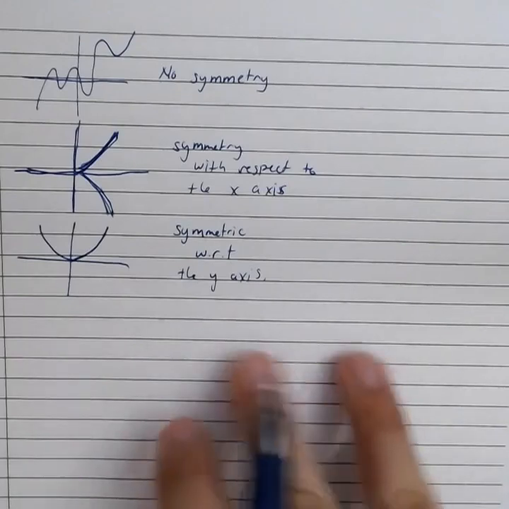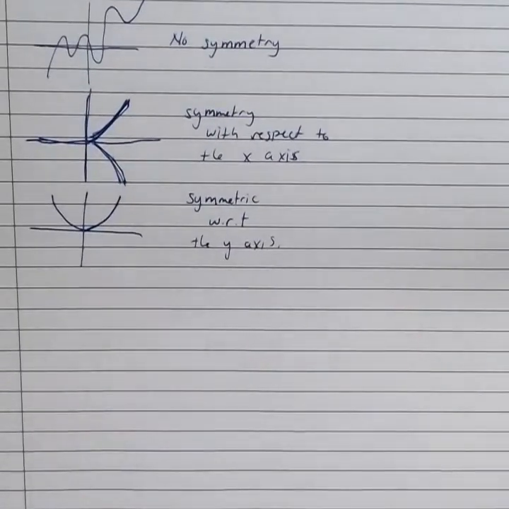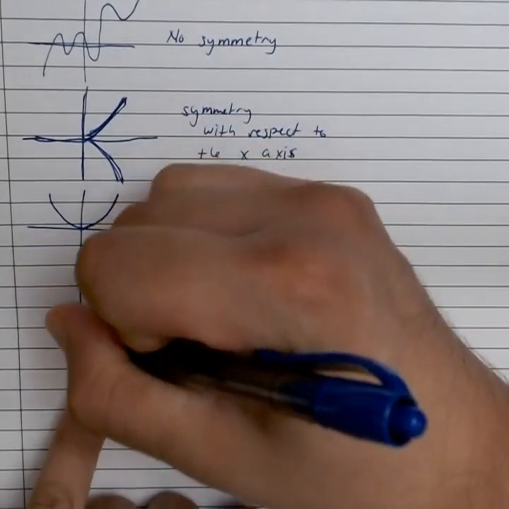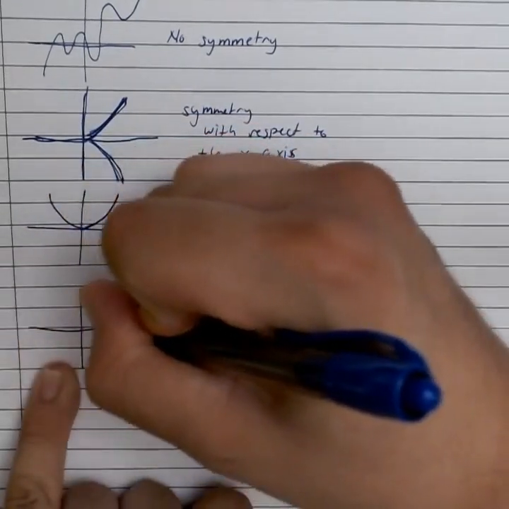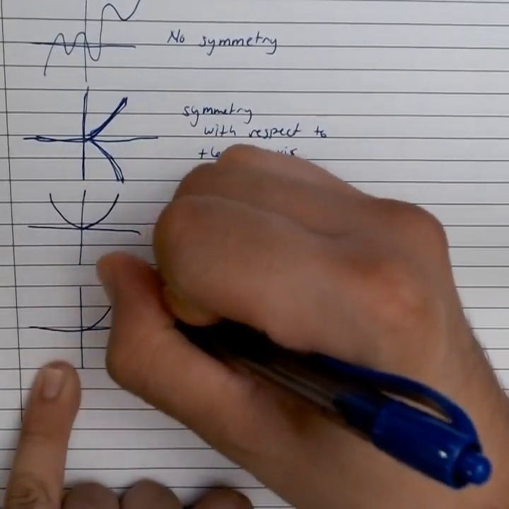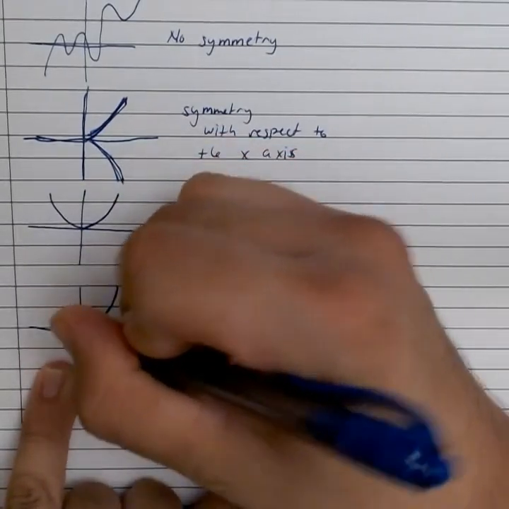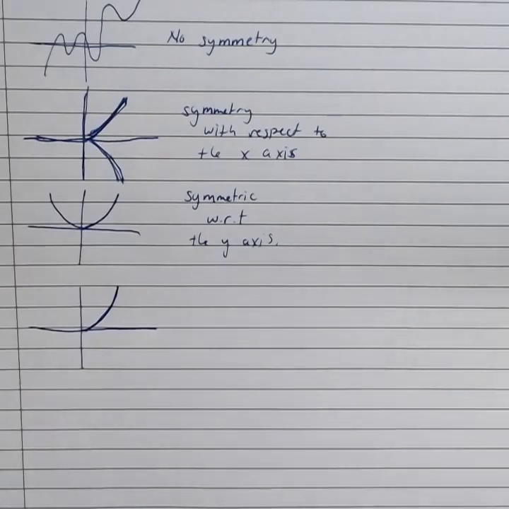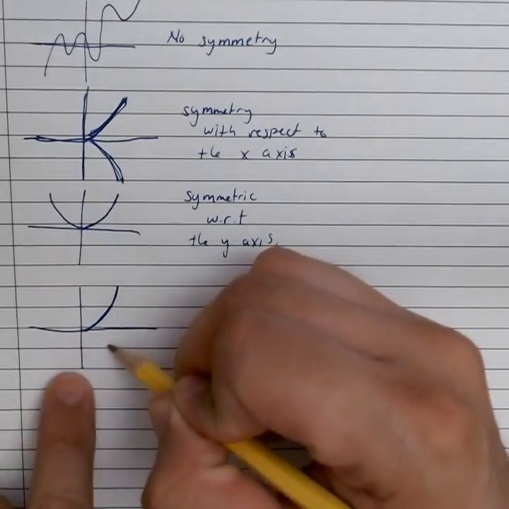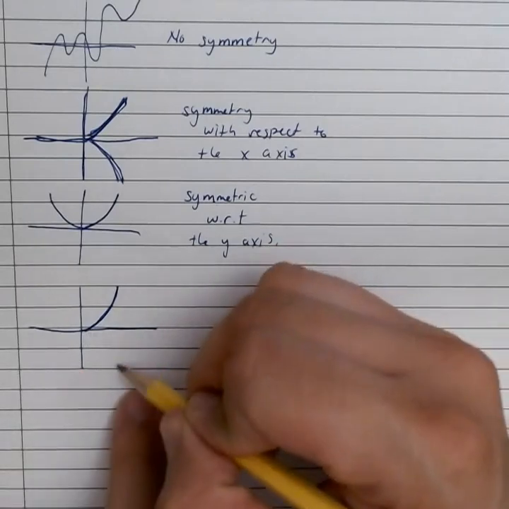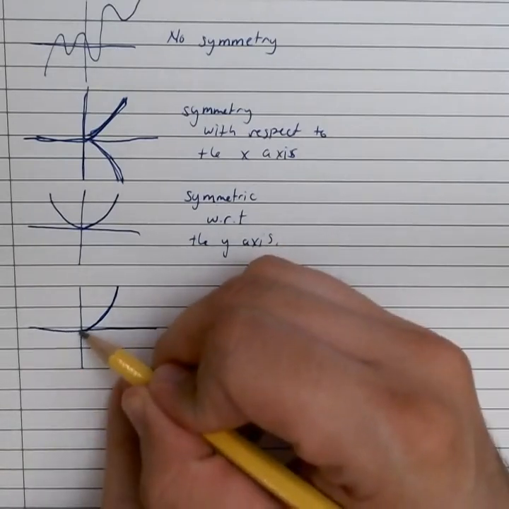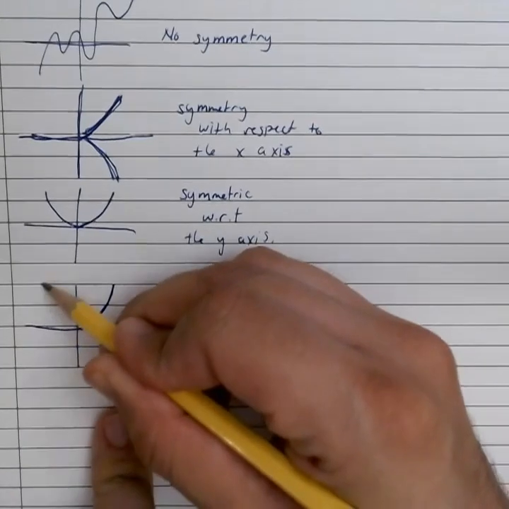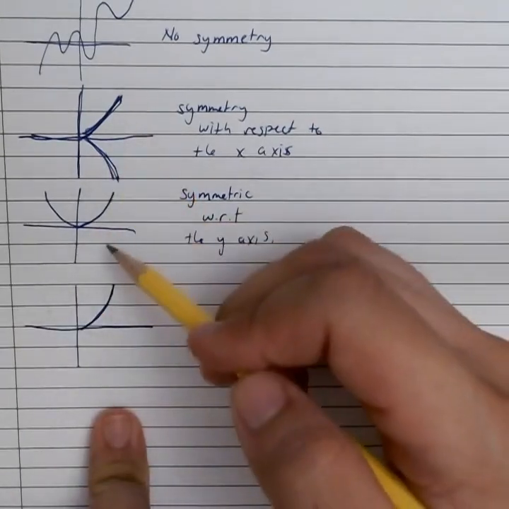Okay. Now, the third kind of symmetry that we look at when we look at graphs is symmetry with respect to the origin. Symmetry with respect to the origin is sort of a combination of these two. If something is symmetric with respect to the x-axis, so let me start with this piece here, that means it's being reflected across the x-axis. It would be down here. Now, if something is symmetric with respect to the y-axis, it will be reflected across the y-axis, and we have this piece over here. We've seen both of those.